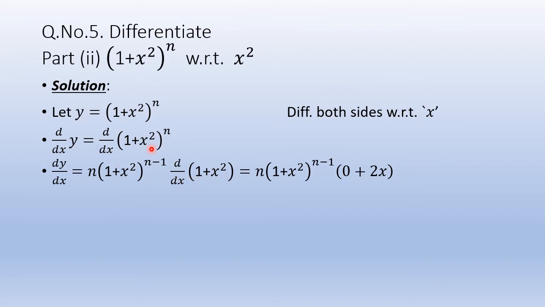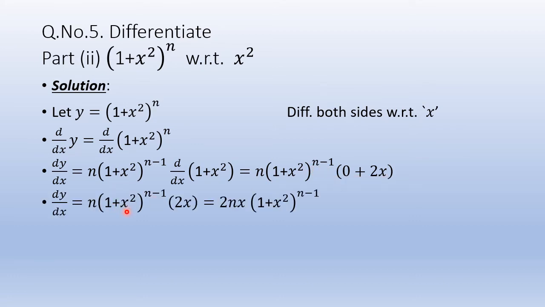We apply the chain rule here. n into 1 plus x square to the power n minus 1 into d by dx of 1 plus x square. So derivative of 1 is 0 and the derivative of x square is 2x. So we get n into 1 plus x square to the power n minus 1 into 0 plus 2x. So the final result is 2nx into 1 plus x square to the power n minus 1.